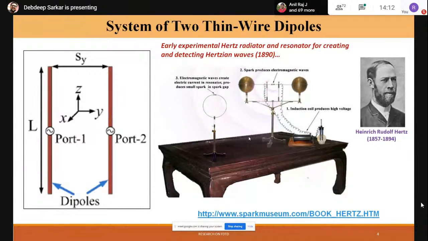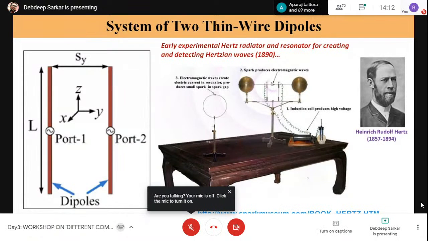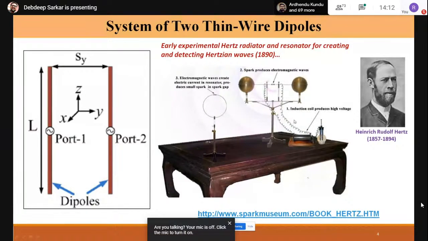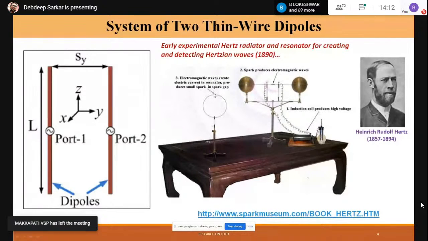So there was a spark. This is the receive part, but this is the transmit part. The spark is producing the electromagnetic waves. I don't know whether the waves are visible here or not. The received electromagnetic wave over here creates the electric current in the resonator and produces a small spark in the spark gap. So this is the physics behind that.